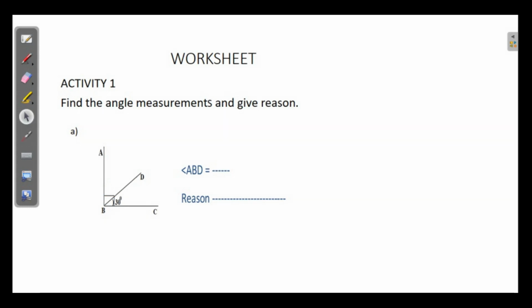90 degree minus 30 degree is 60 degree. Angle ABD is equal to 60 degree. How will you write the reason? Angle ABC is equal to 90 degree, right angle, and angle ABD is equal to 90 minus 30 equal to 60.